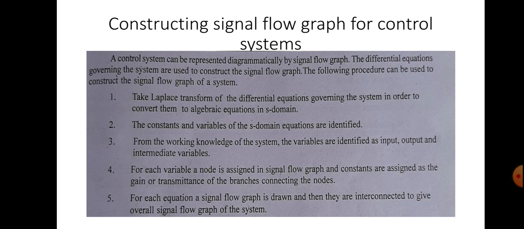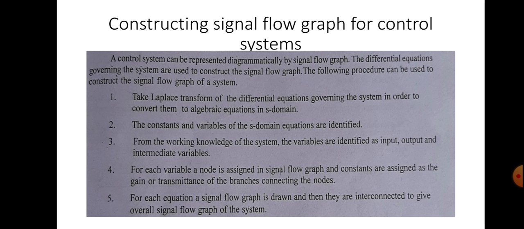Then we will take the Laplace transform of the differential equations governing the system in order to convert them to algebraic equations in S domain. And in the next step, the constants and variables of the S domain equations are identified. And from the working knowledge of the system, the variables are identified as input, output and intermediate variables. So, if we want to construct a signal flow graph of the system, first of all we should have a concept about the system and what will be the inputs and what will be the outputs.